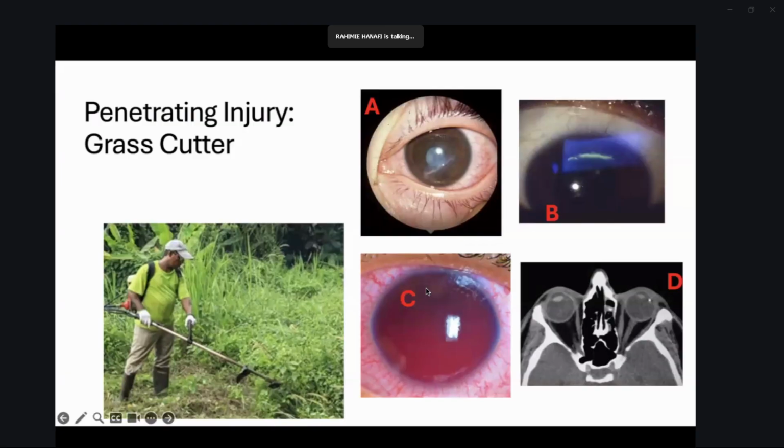And sometimes the patient presents to us with a full hyphema like this. We can't see anything, just this full hyphema. We have to bear in mind the possibility that there is also a penetrating injury at the same time, just that we can't see. So we need to do further investigation. That's why grass cutting trauma cases are a must to refer to the ophthalmologist for further evaluation.